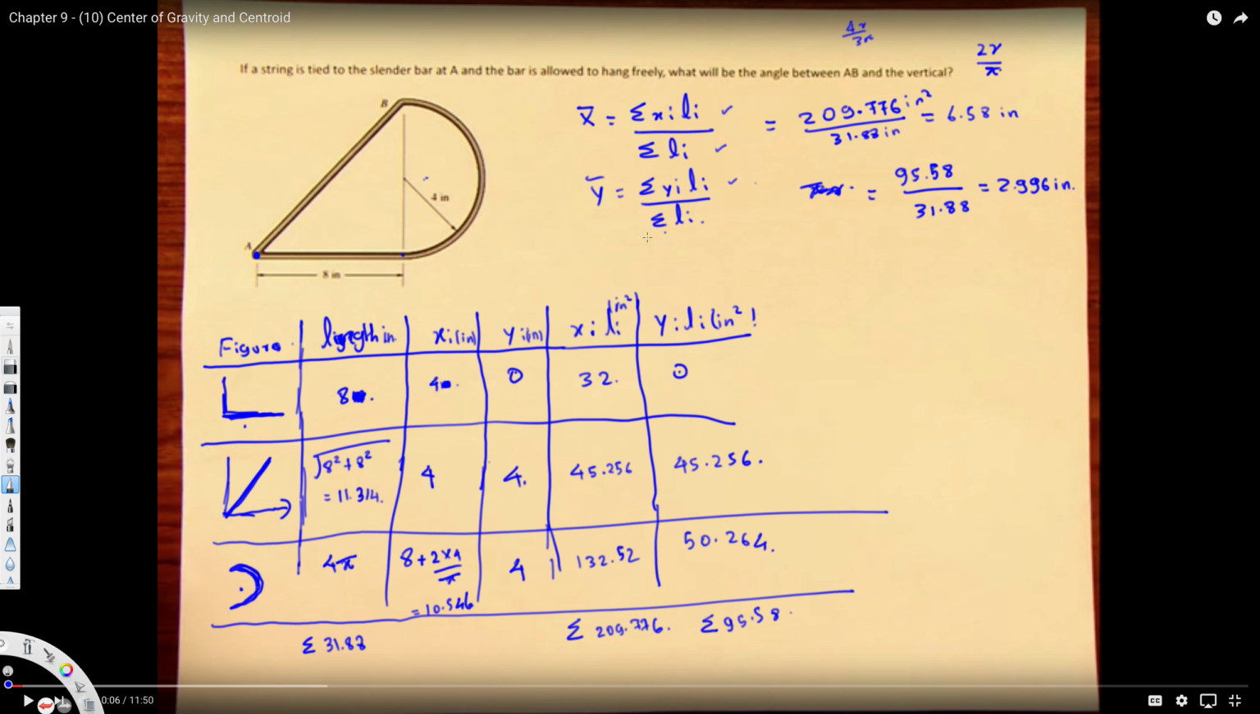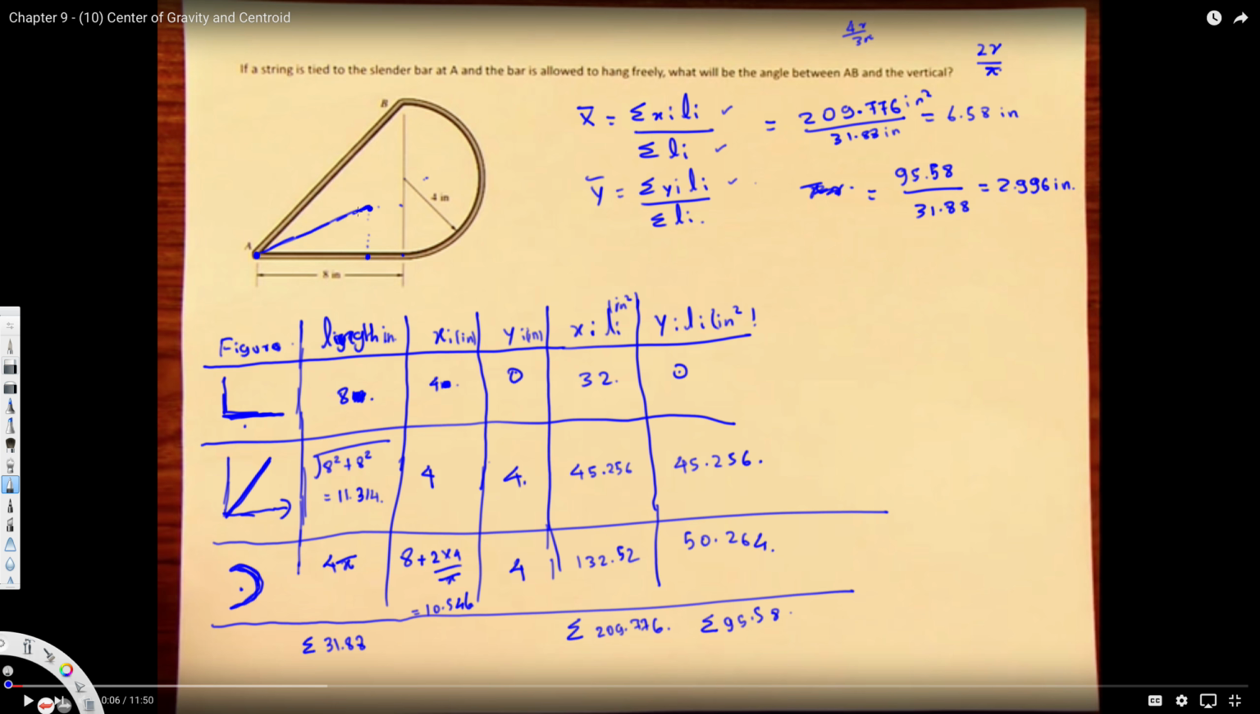If you look at this object, x bar is going to be 6.58, so it means it's somewhere along here. Let's say this is 6, so it's going to be somewhere along here, and y bar is going to be 2.996. It means the radius is 4, therefore 2.9 means maybe almost here, right? So if I locate this centroid, it's going to be exactly right here. So we can draw a line along this.